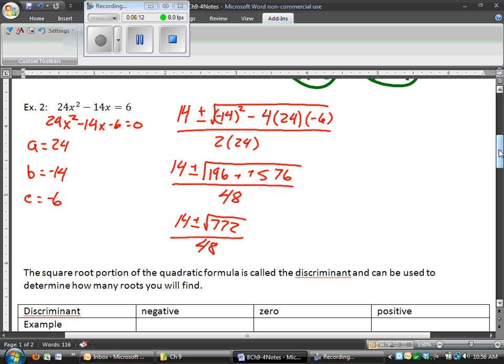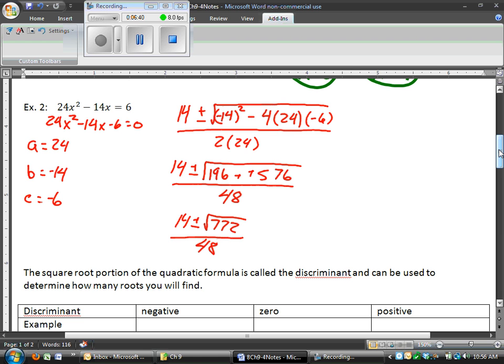Okay? Now, we don't know the square root of 772. Even if you get your calculator out, it comes out to be some sort of decimal. All right, I'm actually double checking that right now just to make sure I didn't make a mistake in my notes. So 772, take the square root. Yes, that's correct. It comes out to be 27.7.